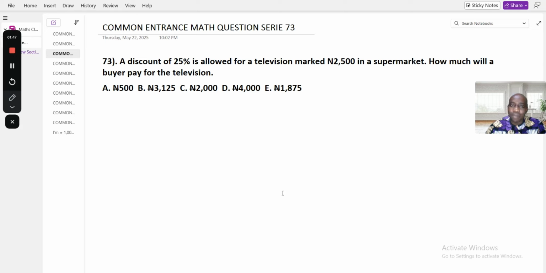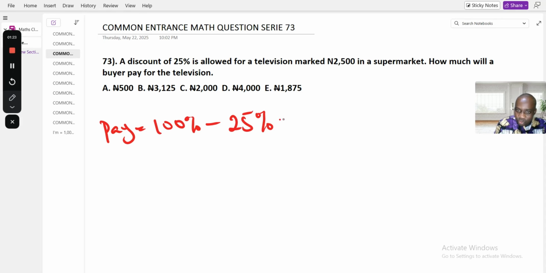How do we know the amount the customer is going to pay? What you just need to do is say 100% minus 25% is going to give us 75%. 75% is what the customer is going to pay. The customer pays 100% minus the 25% discount, which is 75%. You now multiply this 75% by 2,500. 75% is the same thing as 75 over 100 multiplied by 2,500.